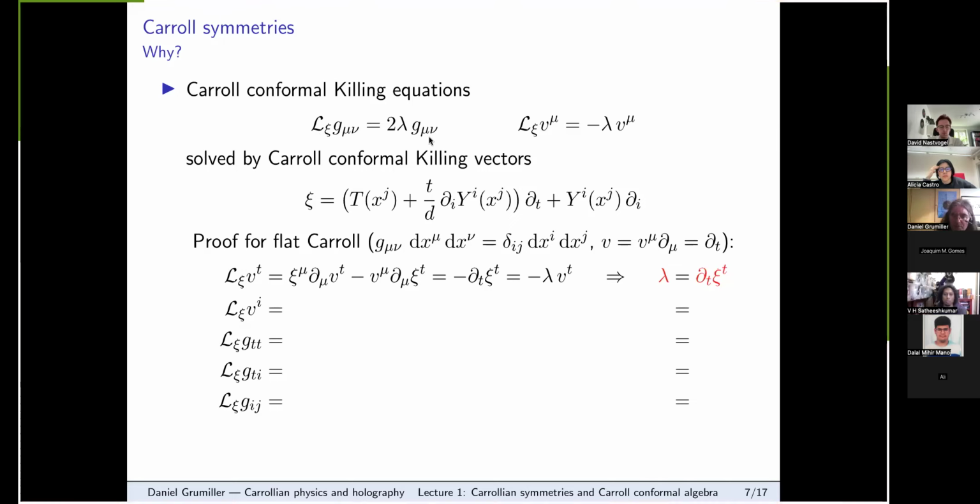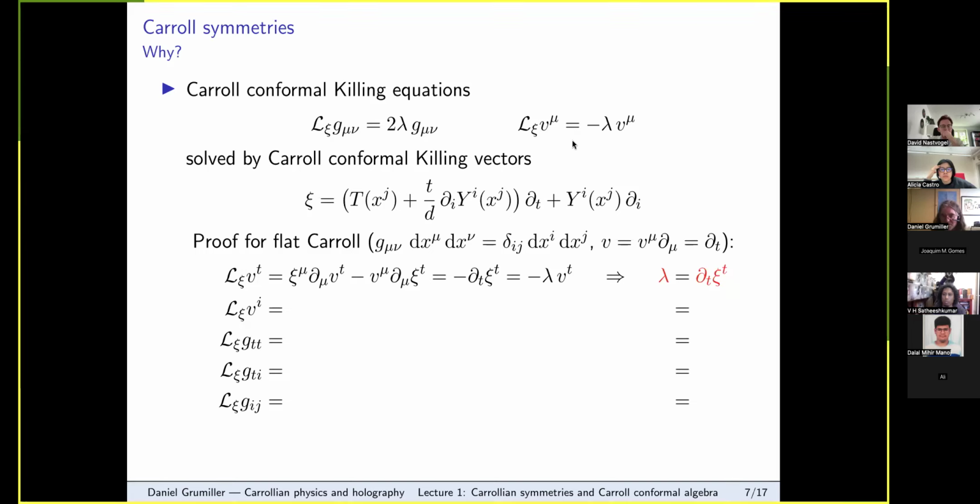We solve the Carroll conformal Killing equations. So the Lie derivative of some vector field acting on the Carroll metric is supposed to be proportional to the Carroll metric, and I call this proportionality constant 2 times lambda, 2 because, well, this is a symmetric 2-tensor. And at the same time, the same vector field, when it Lie transports the Carroll vector field, this should give minus lambda times v^mu, minus 1 times lambda because this is now a vector field with one upper index. And I claim that these equations here have infinitely many solutions.